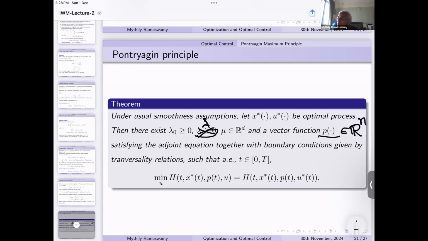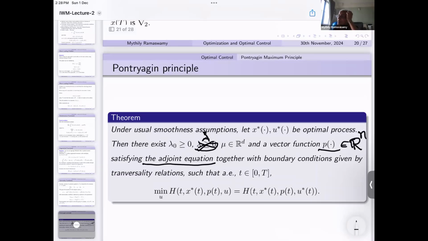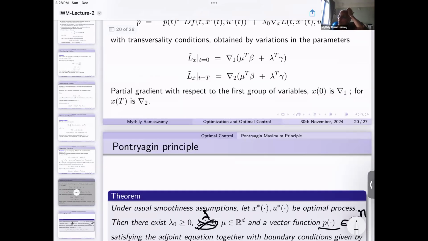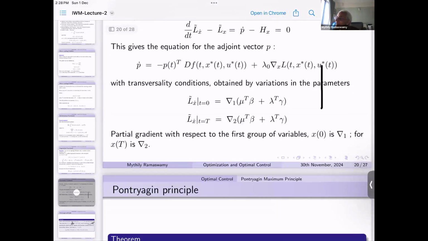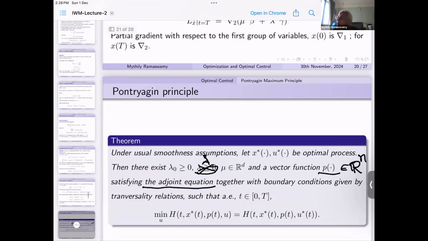satisfying the adjoint equation, together with the boundary conditions given by the transversality relation, which I mentioned in the previous slide. So P dot satisfies, in the ODE case, the same equation, P dot equal to something. So that is the adjoint problem we'll call, and with the boundary condition given by the transversality relation.